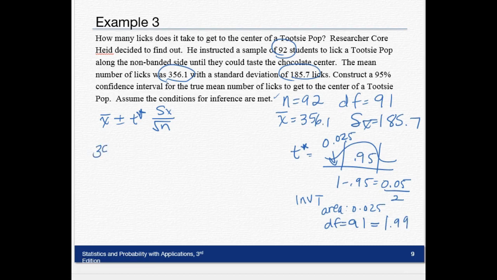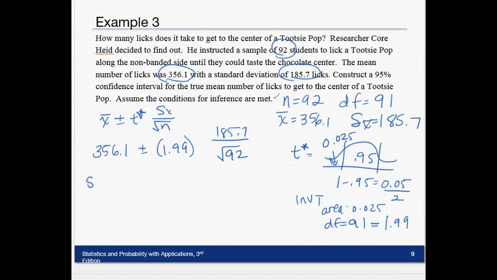You need to show me this work. 356.1 plus or minus 1.99. Then the standard deviation that we got was 185.7 divided by the square root of our sample, which was 92. Now, in your calculator, there is a test that will help you do this.